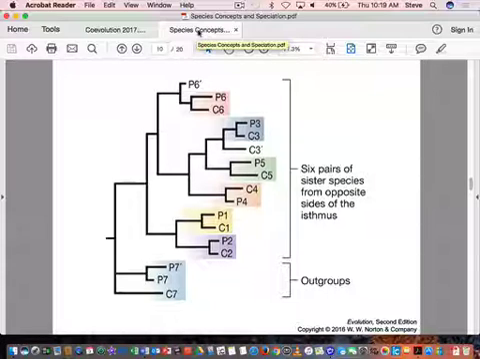They probably arose from a common ancestor that was across both regions, right? When it was isolated, they became divergent. One became isolated in the Pacific, one became isolated in the Caribbean. Here's another example of that, a Pacific and a Caribbean isolate. We're not going to go into all the details of these other things. But what you have are these 6 pairs of sister species from opposite sides of the isthmus, okay?